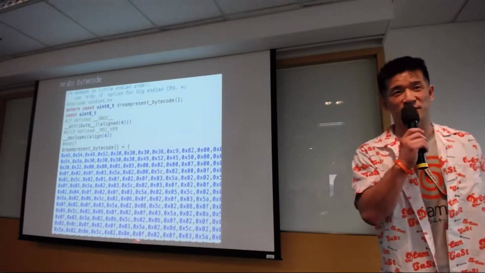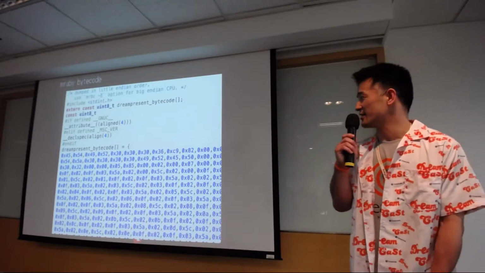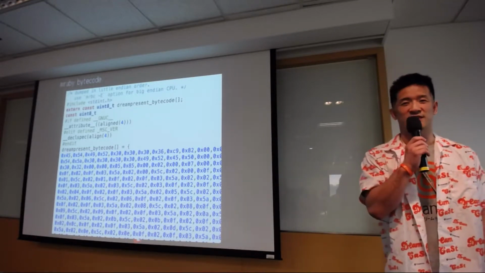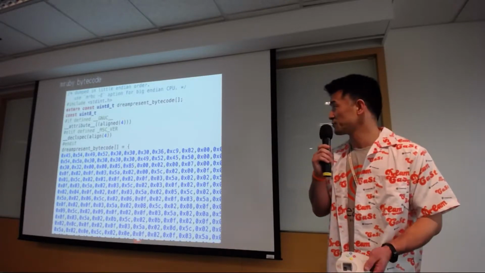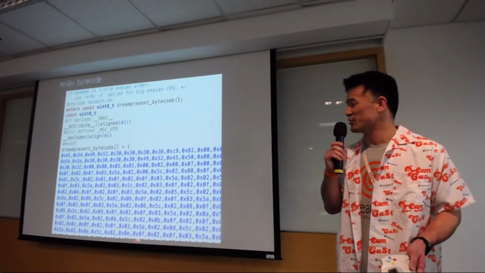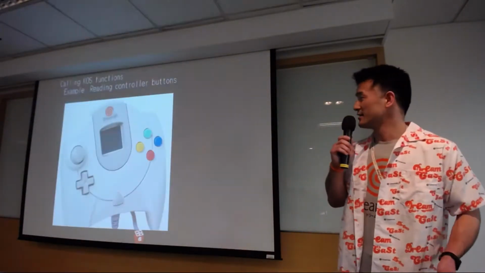And this is what mruby bytecode looks like, and this is what you get if you compile your mruby source into bytecode. I'm not sure why this is flickering, but hopefully nobody minds.